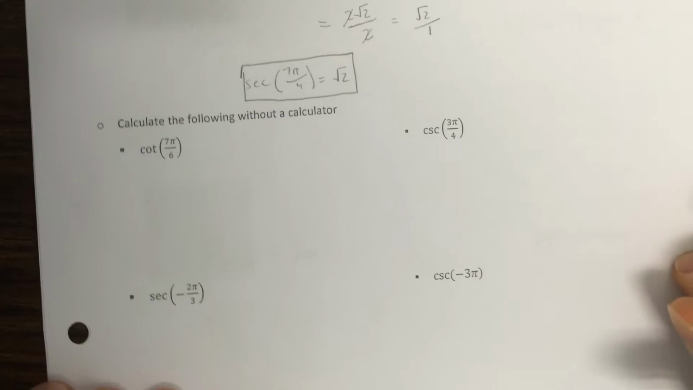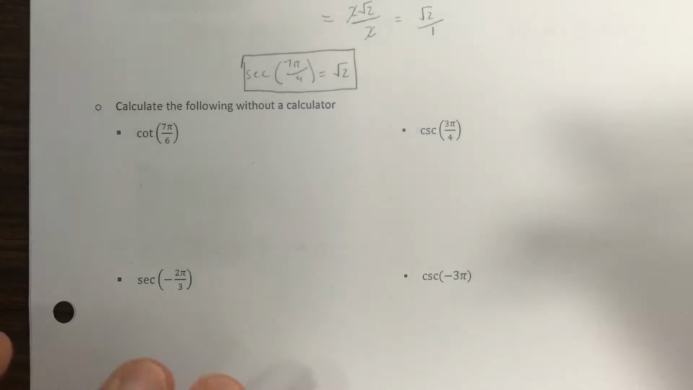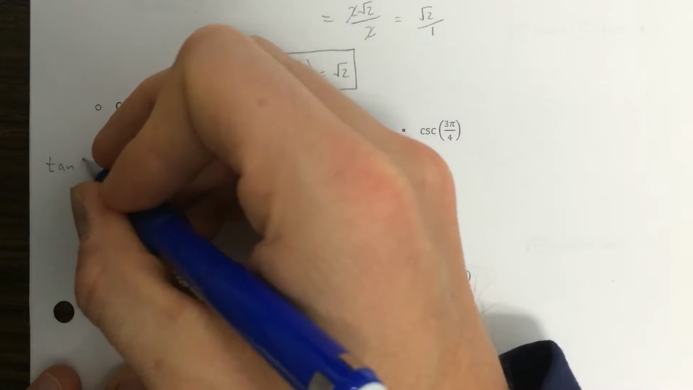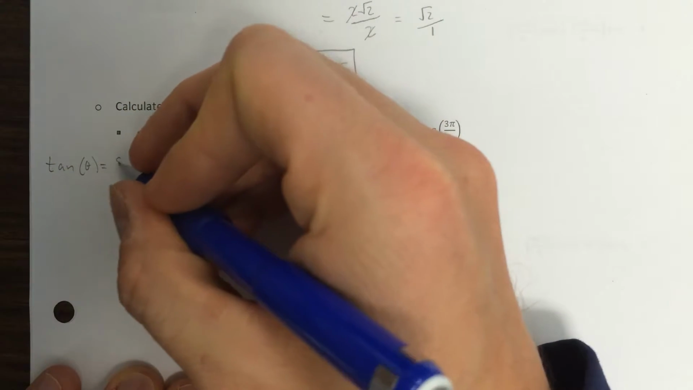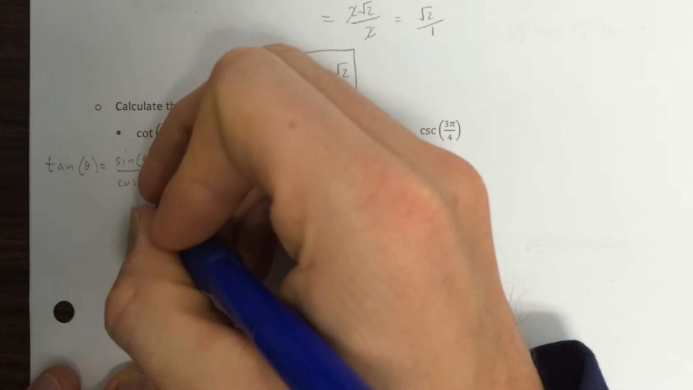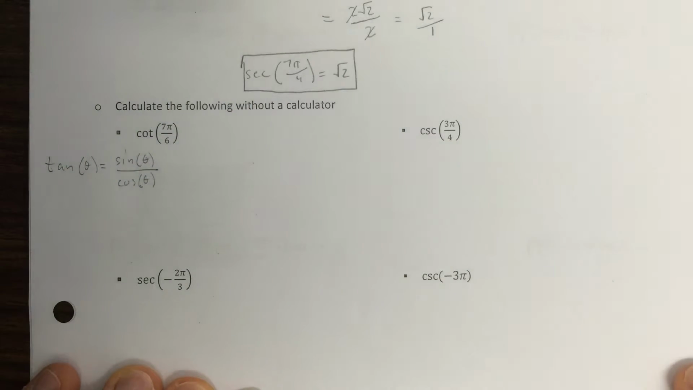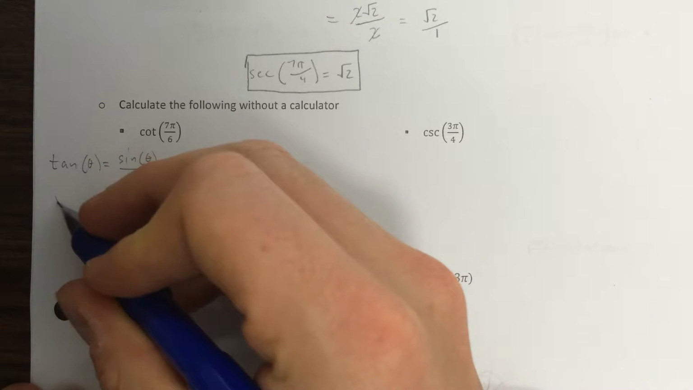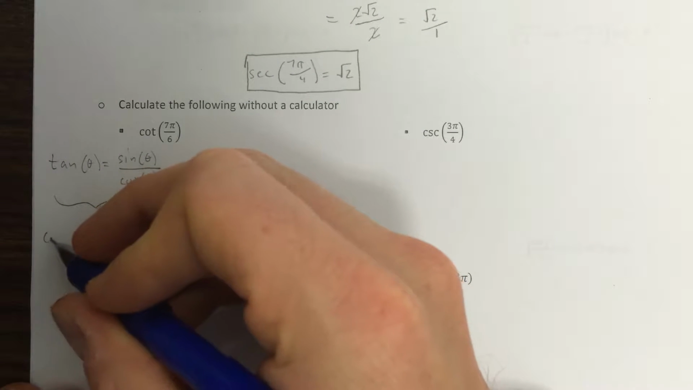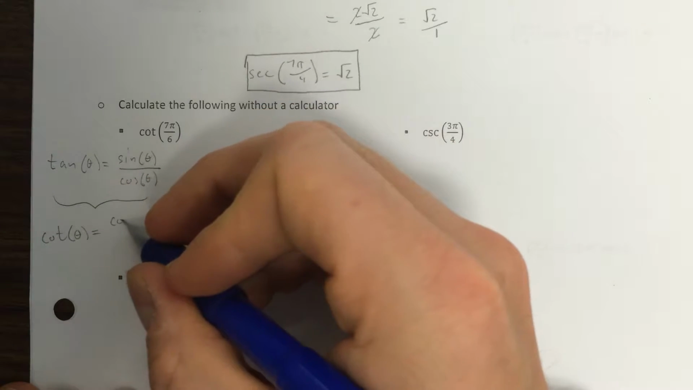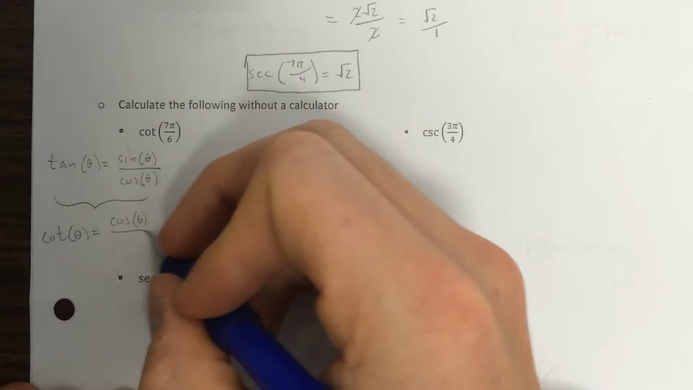All right, cotangent. What we talked about in class is that we can define tangent of an angle theta as sine over cosine. We talked about that in previous class. Then cotangent, we said, is the reciprocal. So what we could say is cotangent of an angle is cosine over sine. And this works.